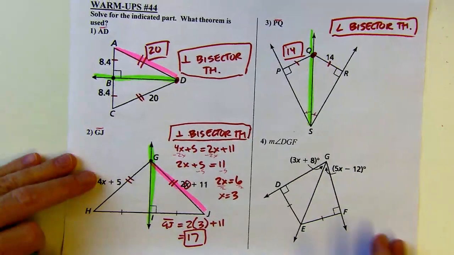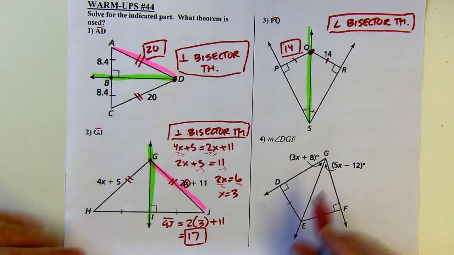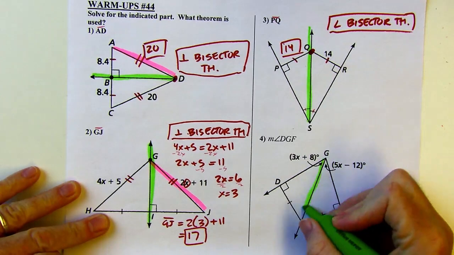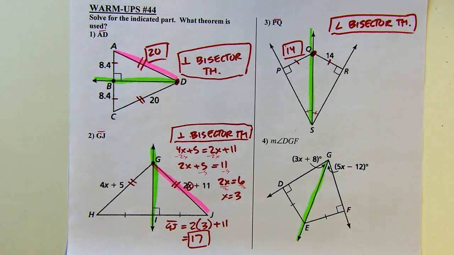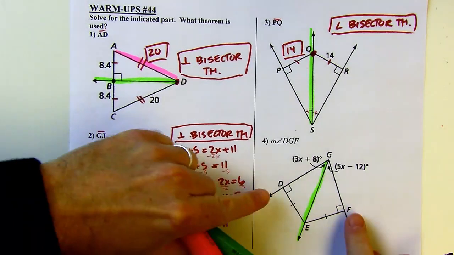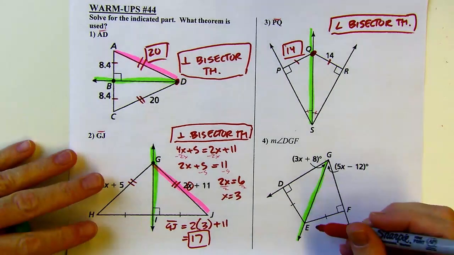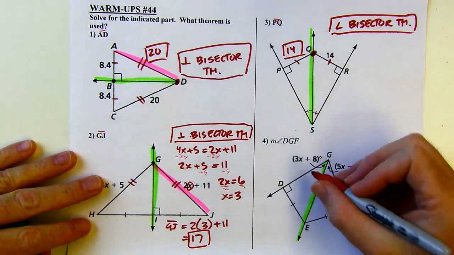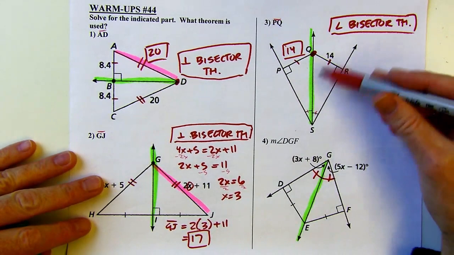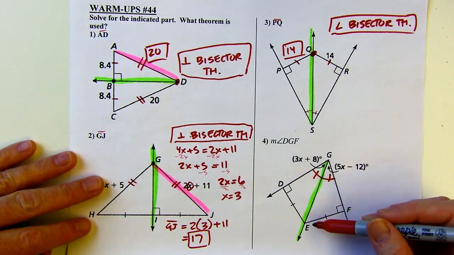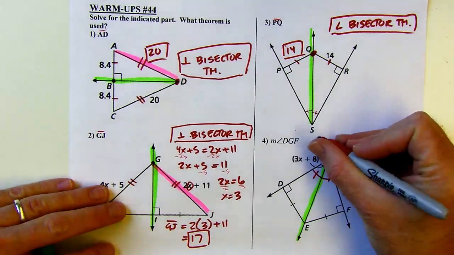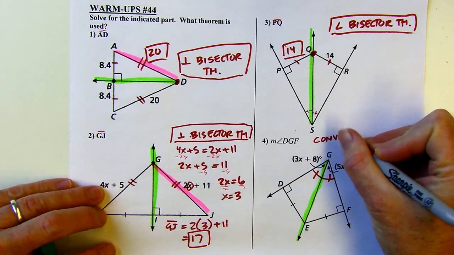Okay, and then this one's kind of the reverse of the same idea. If you look at this line here, I can see that it's the same distance from the two sides of the angle. And that means that this has to be the angle bisector. Notice on the last one we started with the green one being marked as the angle bisector. Here we didn't. So this is actually the converse of the angle bisector theorem, because we're using that same idea backwards.